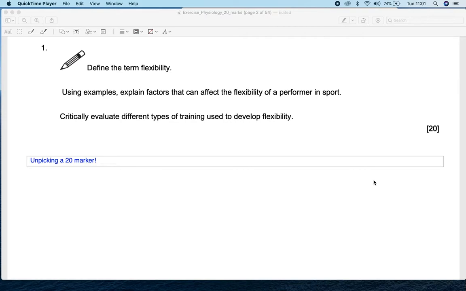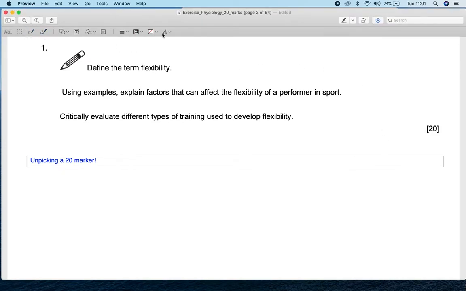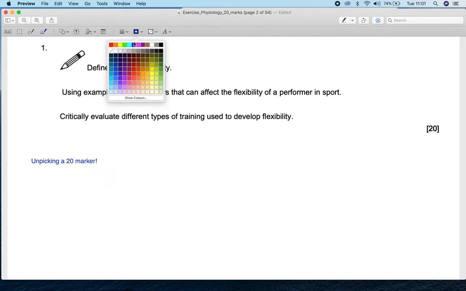What we are going to do during this 20 marker is try and break it down so that we're able to access all of the AO1, AO2 and AO3 points so that we can try, where possible, to get the full 20 marks. This question is a good example actually, because it automatically breaks the question down into the sections that we want.